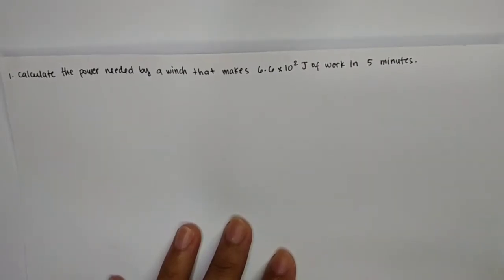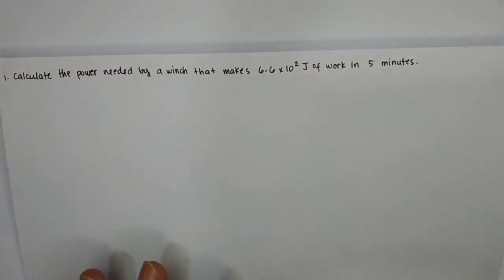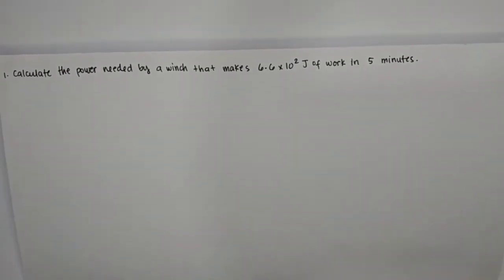Hello. So for today, I'm going to discuss three problems all involving power. Here is example number one. Calculate the power needed by a winch that makes 6.6 times 10 raised to the power of 2 joules of work in 5 minutes. So what is the formula for power?